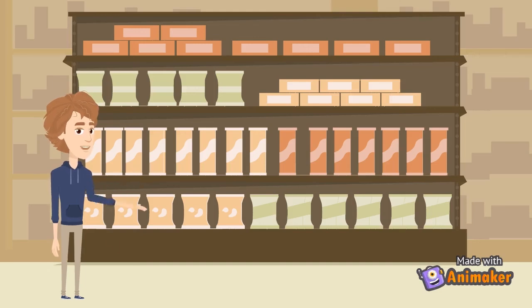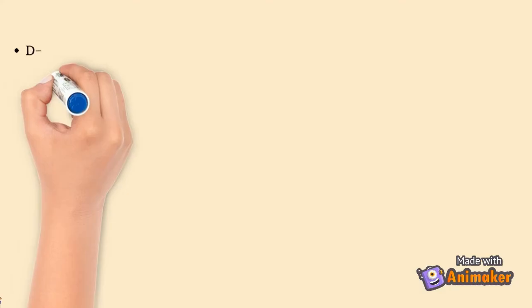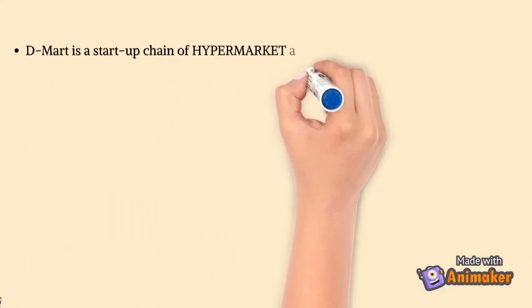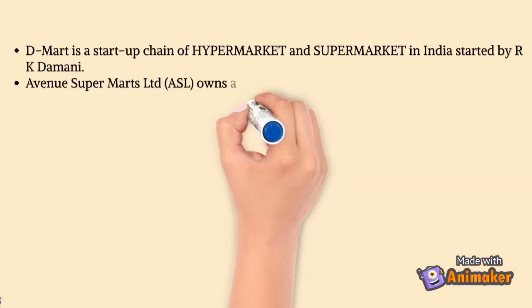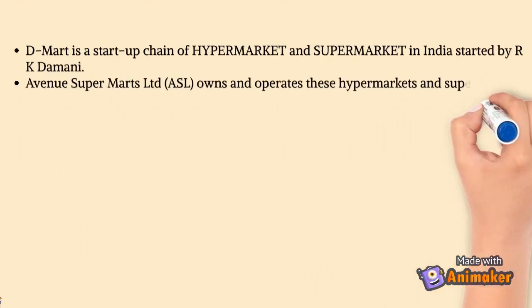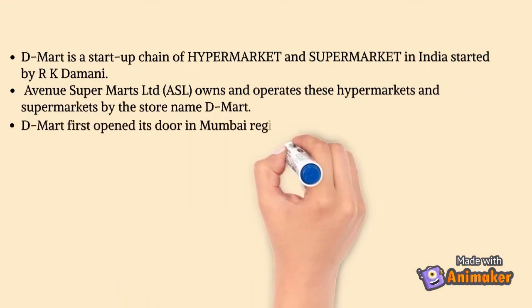In this video, we will discuss the service blueprint of an e-commerce company, DMart Ready. D-Mart is a chain of hypermarkets and supermarkets in India started by R.K. Damani. Avenue Supermarts Limited owns and operates these stores under the name D-Mart. D-Mart first opened its doors in the Mumbai region in 2000.